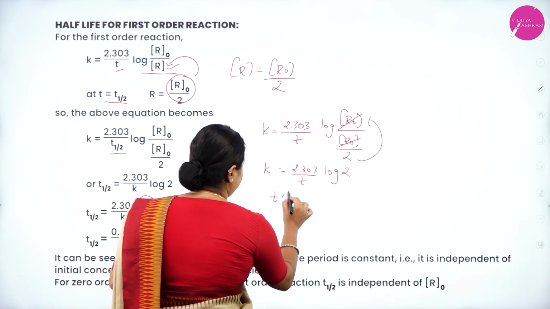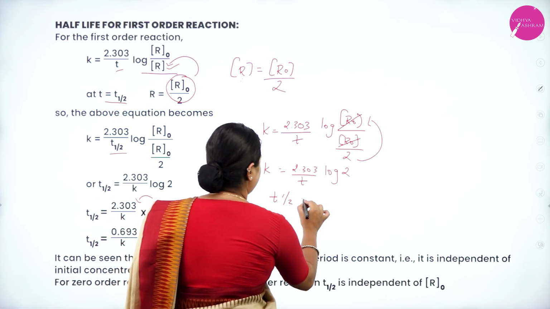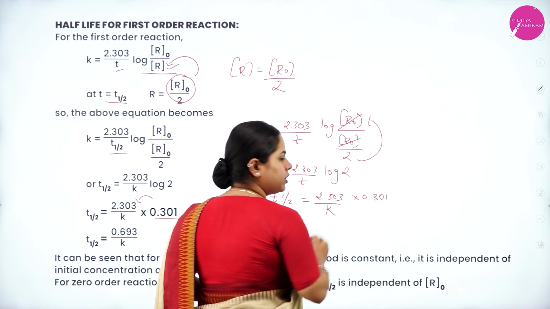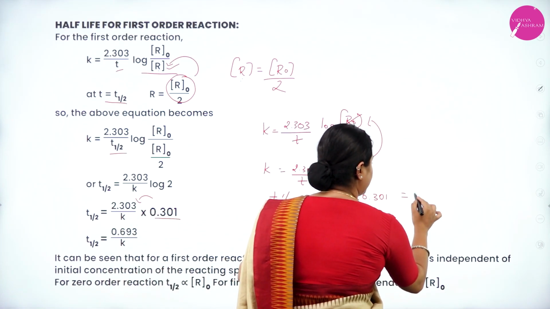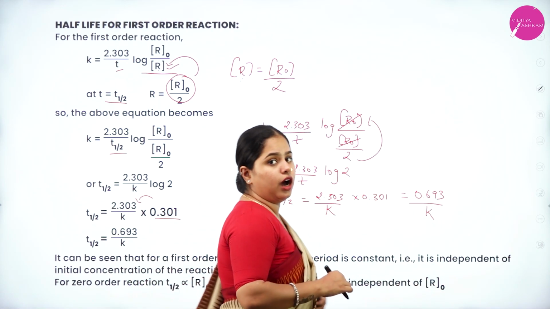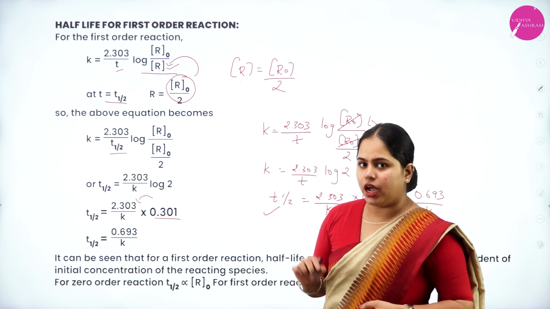So we need the equation of T half, right? So T half will be equal to 2.303 by K. So log 2 is 0.301. So if we multiply these two, we'll get 0.693 by K. That is the equation for T half for a first order reaction. So I hope this is clear.